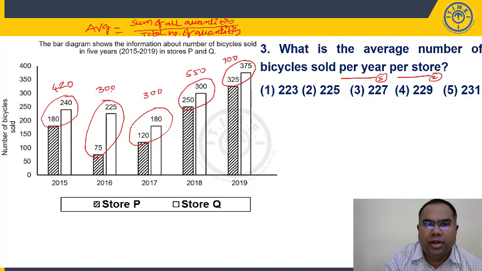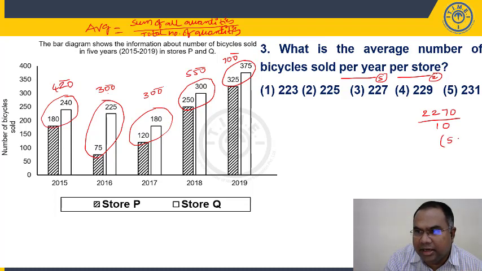So sum of all these, right? How much will this be for the last 2 days if you take 20, 70. Then 7, 12, 15, 18, 22. 2270 divided by 10. Why 10? Because it is per year per store. So 5 into 2, 10. So the 0, 0 will get cancelled. We will get 227.